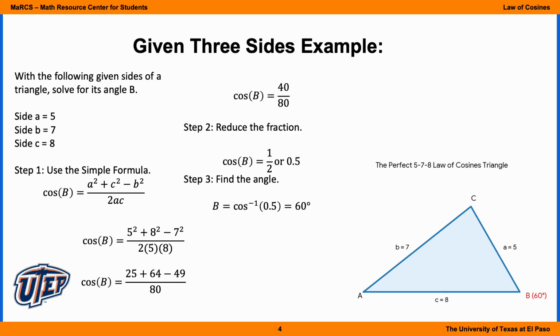So plugging in all the values on the right hand side, we get that the cosine of B is equal to 40 over 80, or the cosine of B is equal to 1/2. Now to find the angle, we take the inverse cosine of 1/2, and that gives us that the angle B has a measure of 60 degrees.